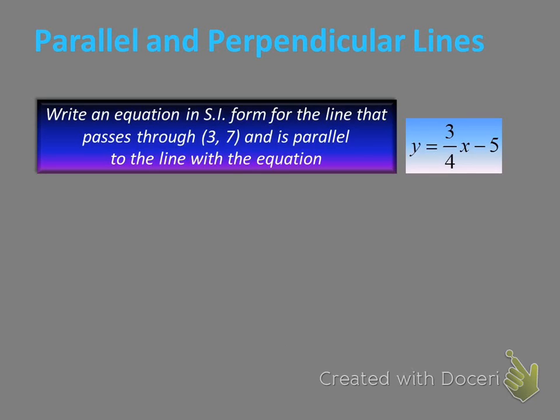So here's the questions and what they're going to look like. Whenever you have parallel and perpendicular line questions, typically I'm going to give you a point and I'm going to give you a line. For example, write an equation in slope-intercept form for the line that passes through (3, 7) and is parallel to the line with the equation y equals 3/4 x minus 5. So I give you the point that I want your line to go through, which is (3, 7). I also give you the line that I want your line parallel to.